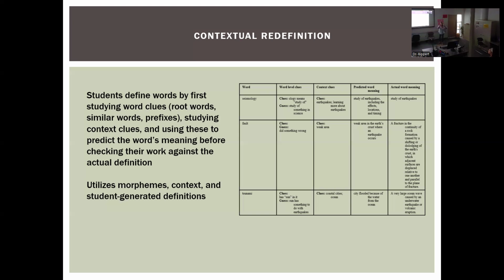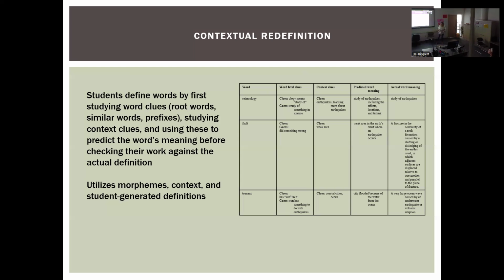Then what are some clues from the passage or the paragraph or the sentence that help me? And then I take a guess at what I think it means. Fault. Well, I know fault means when you do something wrong, it's your fault. But they're talking about weak areas in the earth. So a weak area in the earth's crust where an earthquake occurs, and they nailed it. It's the weak area in the earth. So that's kind of the idea. Tsunami was harder.